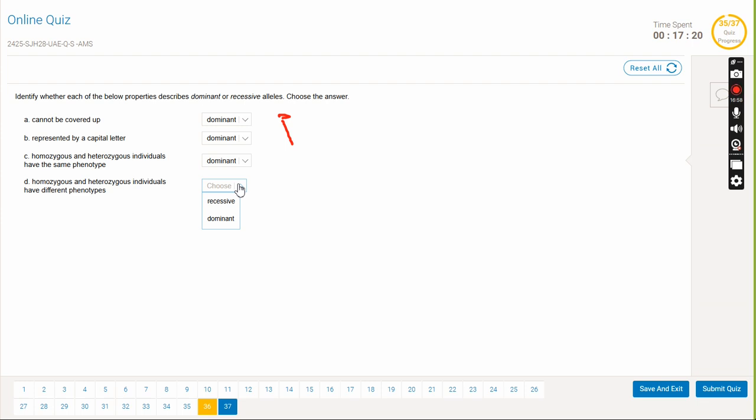The next one, homozygous and heterozygous have different phenotypes. Now different phenotype, what does that mean? Recessive. Let's go to the last one.